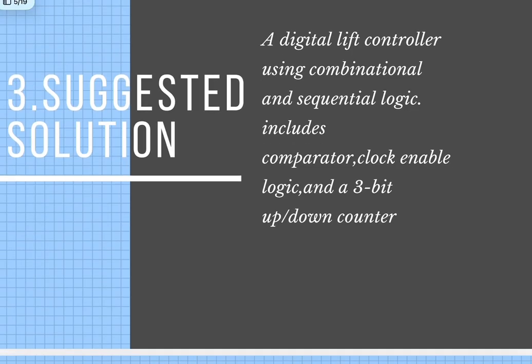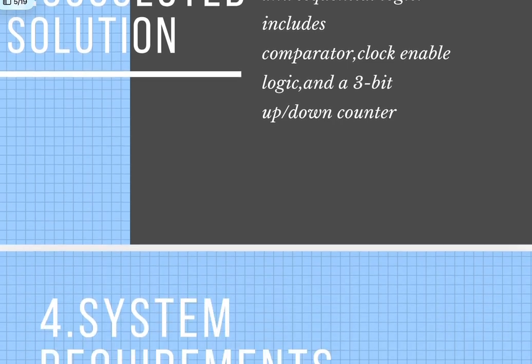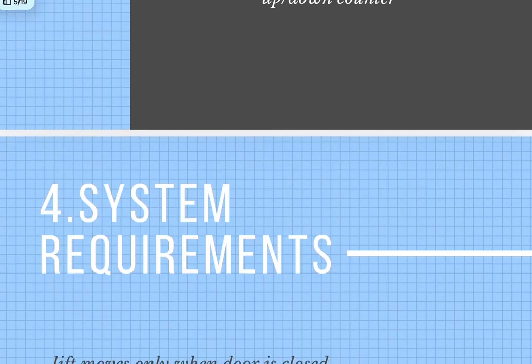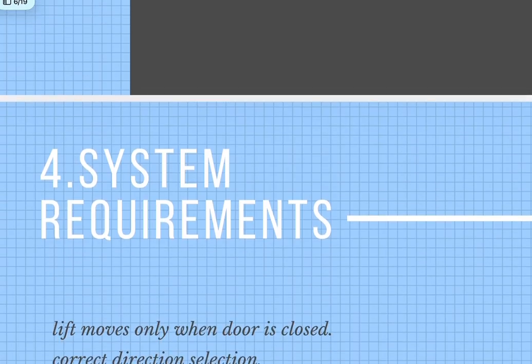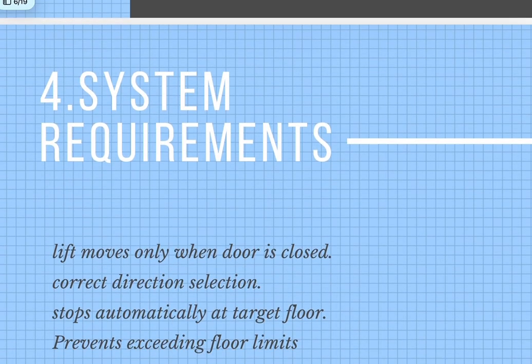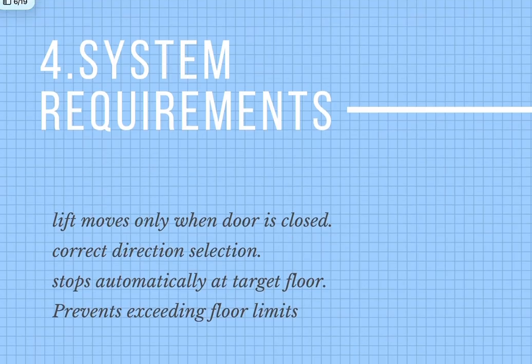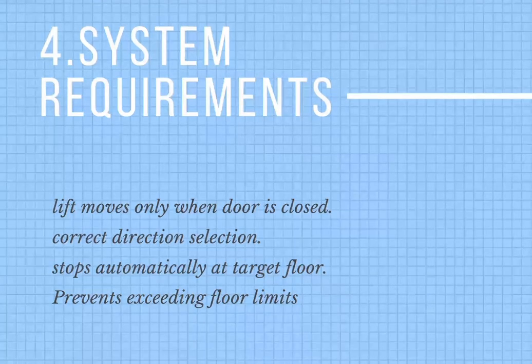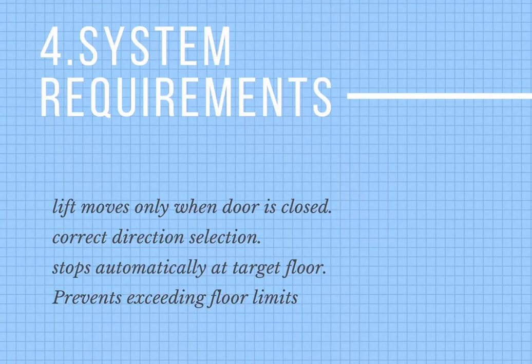Next, we define the critical system requirements to ensure the lift operates safely and logically. We established 4 main rules. First, safety interlock. The lift is strictly prohibited from moving unless the door is confirmed closed. Second, direction control. The system must automatically determine whether to go up or down based on the target floor. Third is precision stopping. It must detect when the current floor equals the target floor and stop automatically.